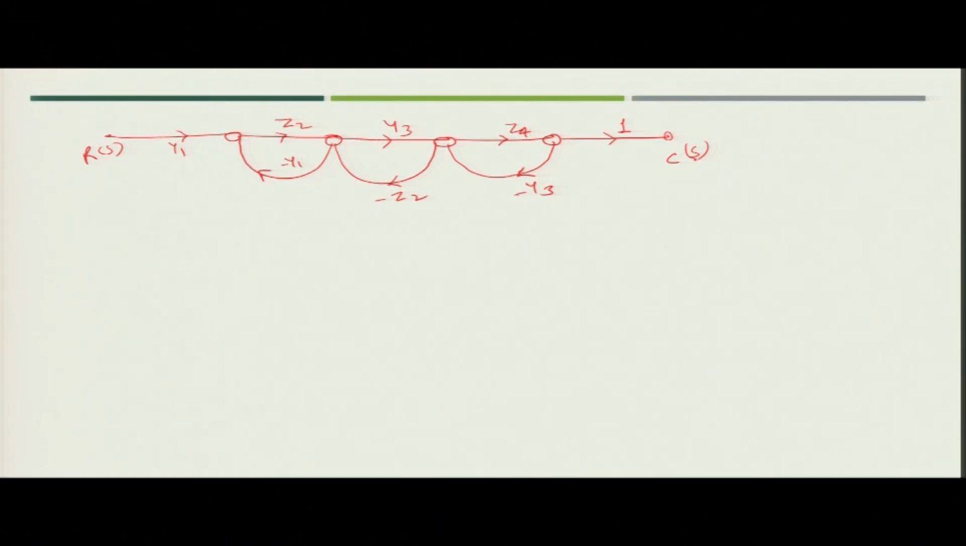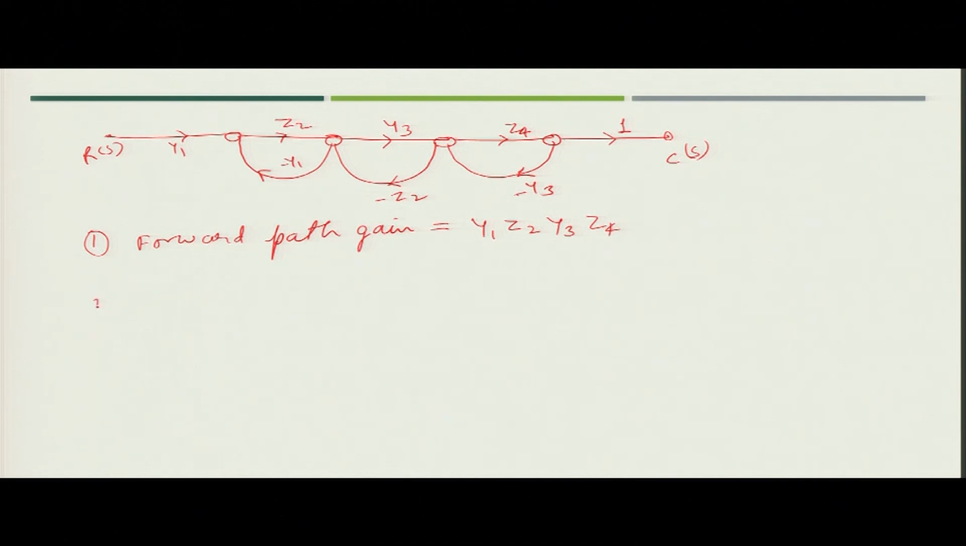The first thing you have to find out is the forward path gain. In this particular signal flow graph, you will have only one forward path, there is no other forward path available. So, your forward path gain is equal to y 1 z 2 y 3 z 4. This will be the forward path gain for the given signal flow graph.